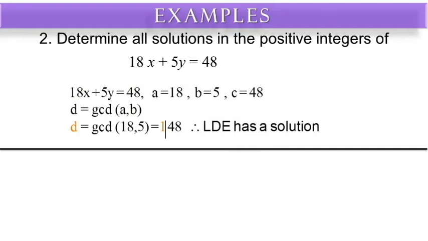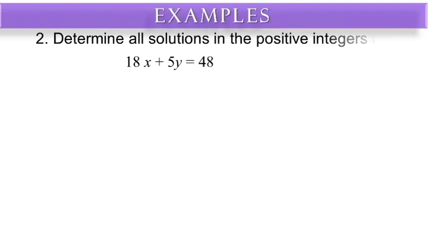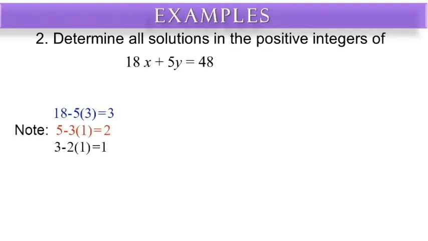So we have to use again the Euclidean algorithm. So we have 18 is equal to 5 times 3 plus the remainder 3. And we have 5 equals 3 times 1 plus 2. And we have 3 is equal to 2 times 1 plus 1. Next, we have to take note again: 18 minus 5 times 3 is equal to 3, 5 minus 3 times 1 is equal to 2, and 3 minus 2 times 1 is equal to 1.